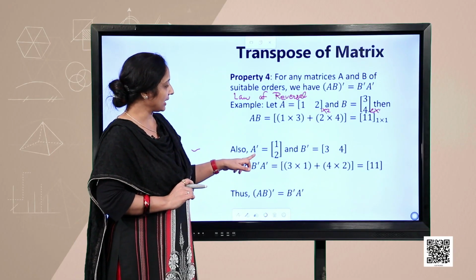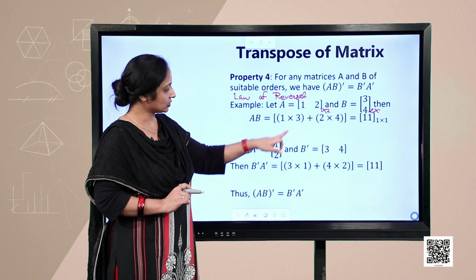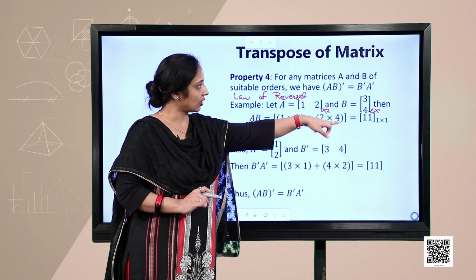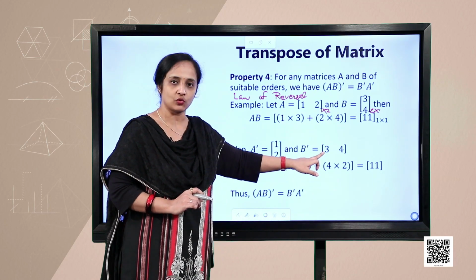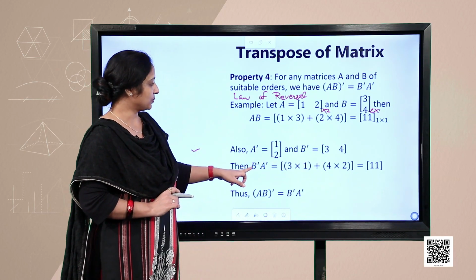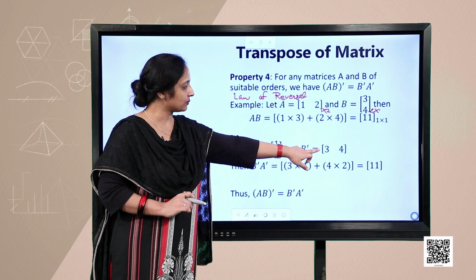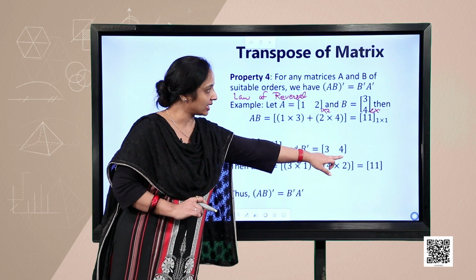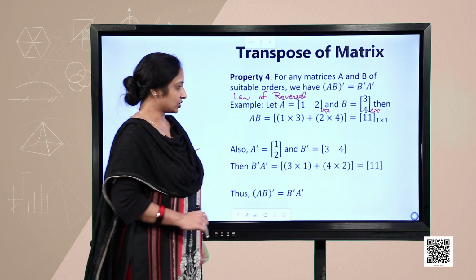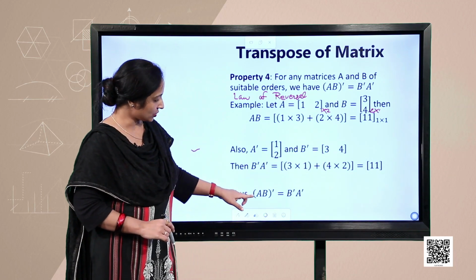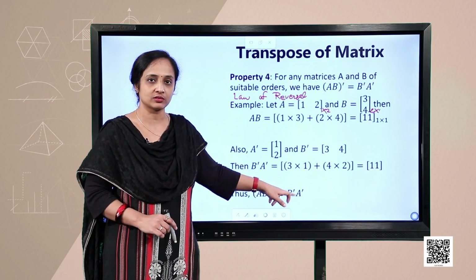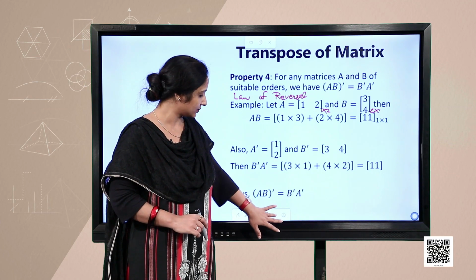After that you take A transpose, 1, 2 will become column matrix now. Take B transpose, that column matrix B will become row matrix now. Then you multiply B transpose with A transpose. So it is going to be matrix 11 back, which is of order 1 by 1. So you can prove that AB whole transpose is equal to B transpose multiplied by A transpose.